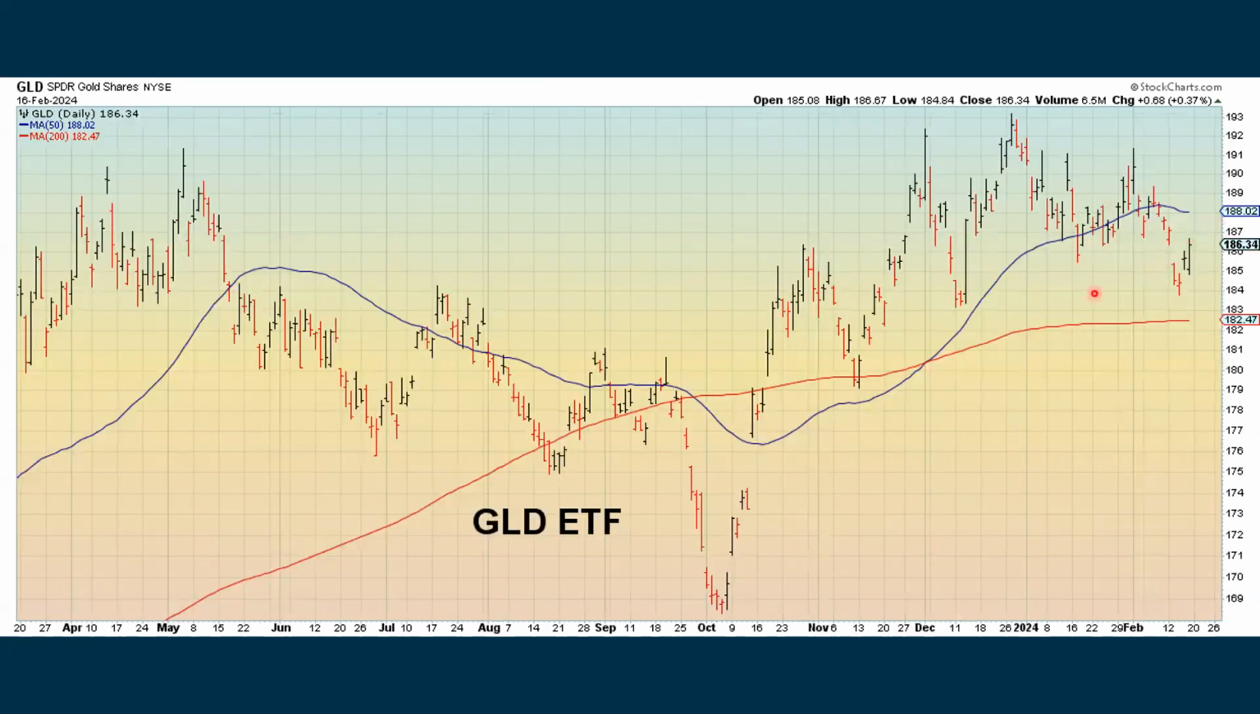Here's gold, which just about the time it looks to be breaking out, that's when it ends up pulling back, even though we're still in a longer-term uptrend.